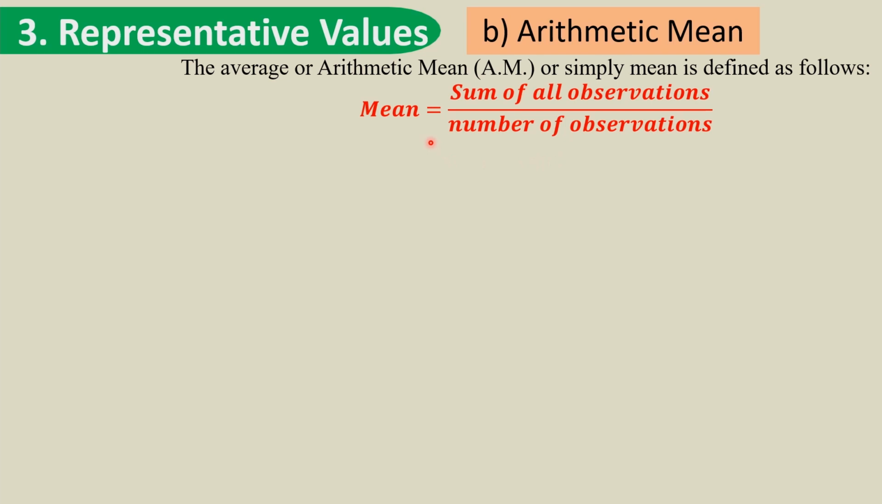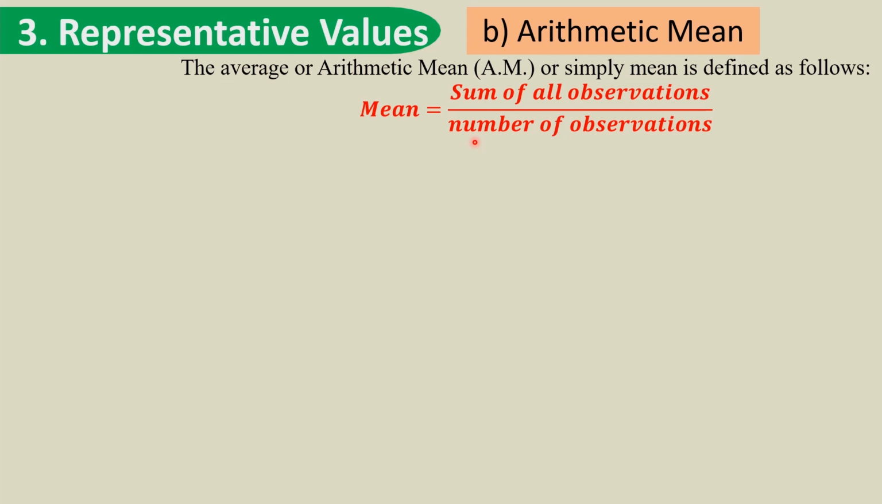Suppose to analyze the performance of your class in mathematics, it is not convenient to ask the marks of every student. So instead of that, if we find the average marks, then that will represent the overall performance of your class. Clear? So that average we mathematically define as the arithmetic mean. This is the equation: mean is equal to sum of all observations divided by number of observations.